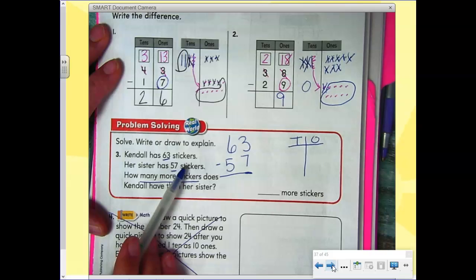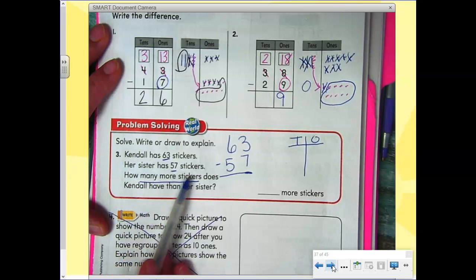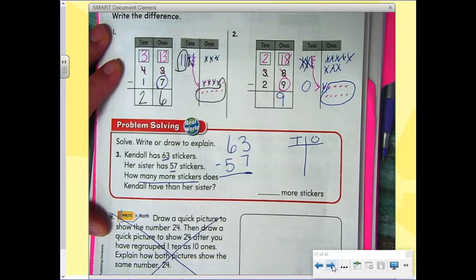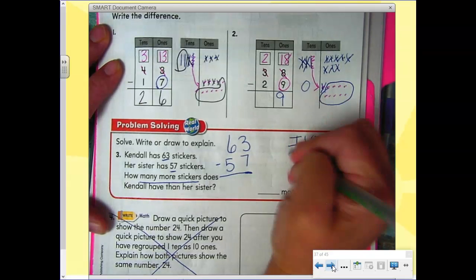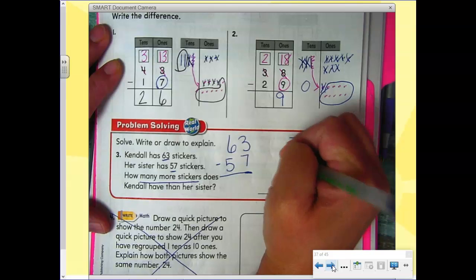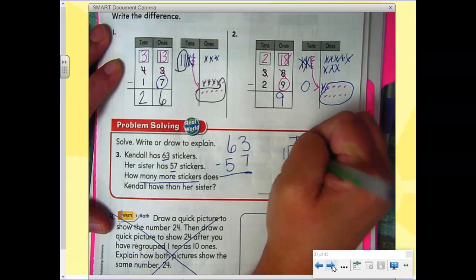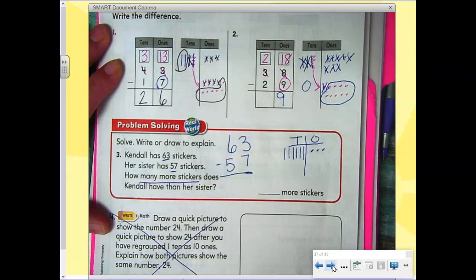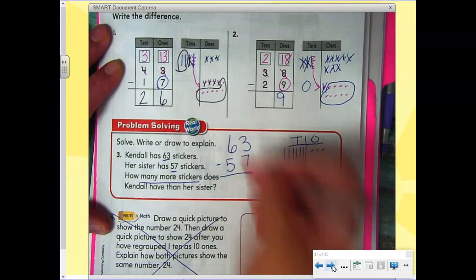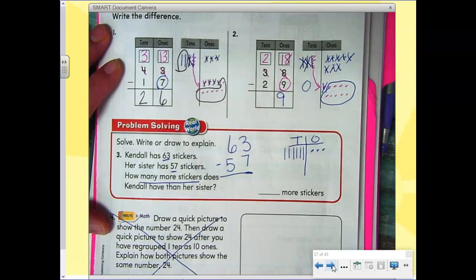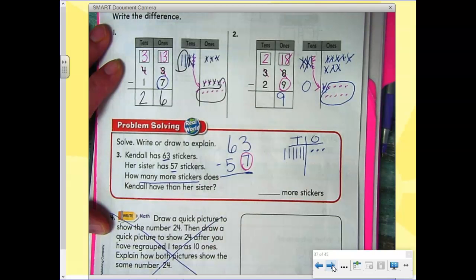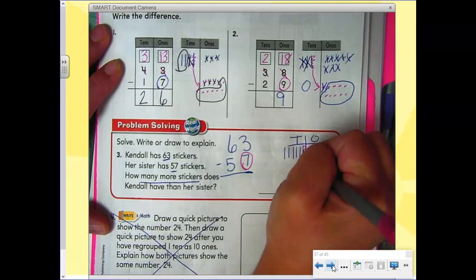All right, the next one. Kendall has 63 stickers. Her sister has 57 stickers. How many more stickers does Kendall have than her sister? So we're going to subtract to find out how many more. All right, so let's do 63. That's 6 tens and 3 ones. 1, 2, 3, 4, 5, 6, and 3 ones. Now when we look at our problem, 3 minus 7, where's our big number? It's on the bottom. What are we going to have to do? Go next door and grab 10 more.